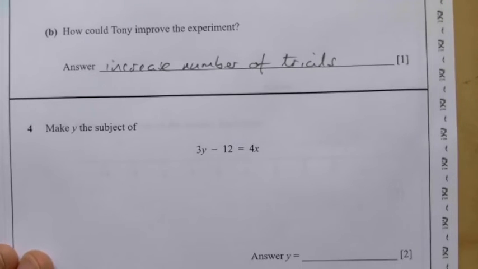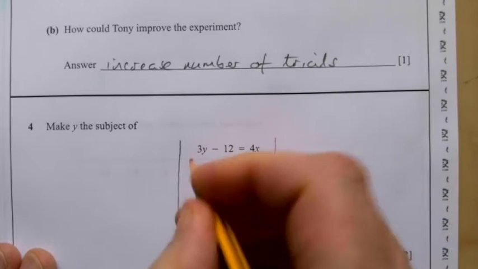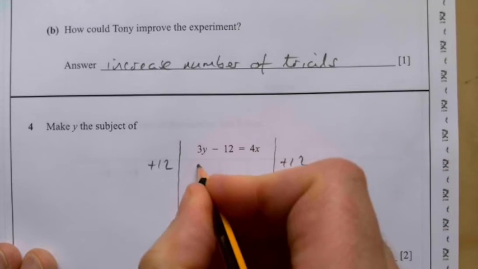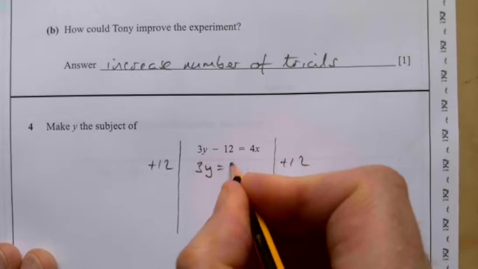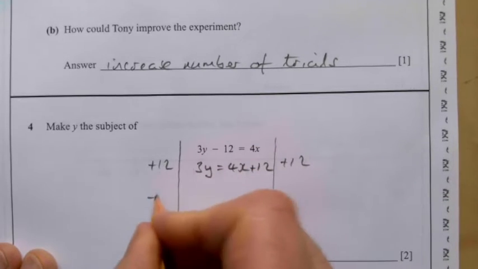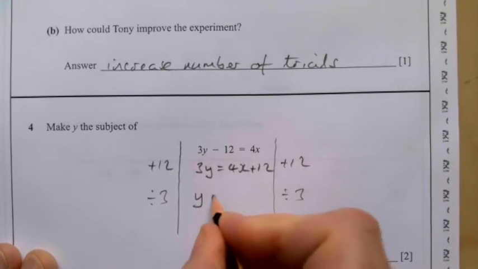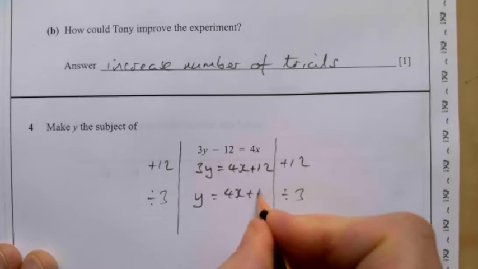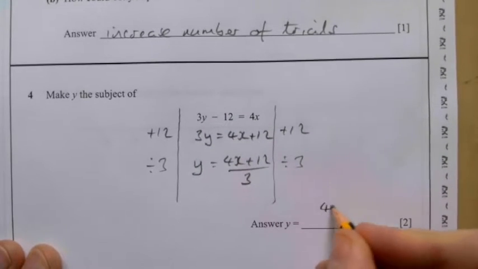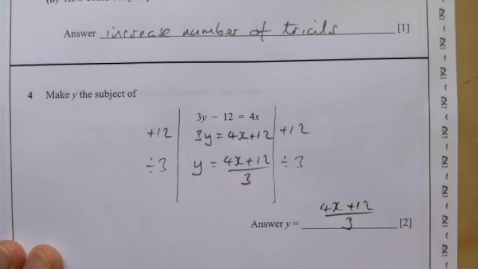Make y the subject of the formula. We effectively want to get rid of this minus 12 and the 3, so we would add 12 to both sides. That would give me 3y equals 4x plus 12, and then divide by 3, and I would get y equals 4x plus 12 over 3. So y equals 4x plus 12 all over 3.